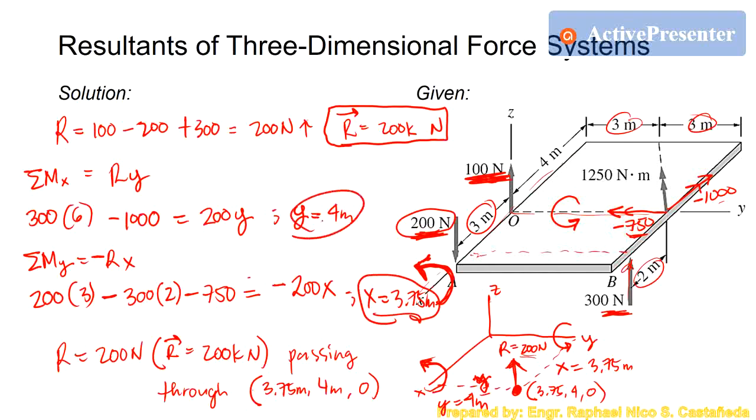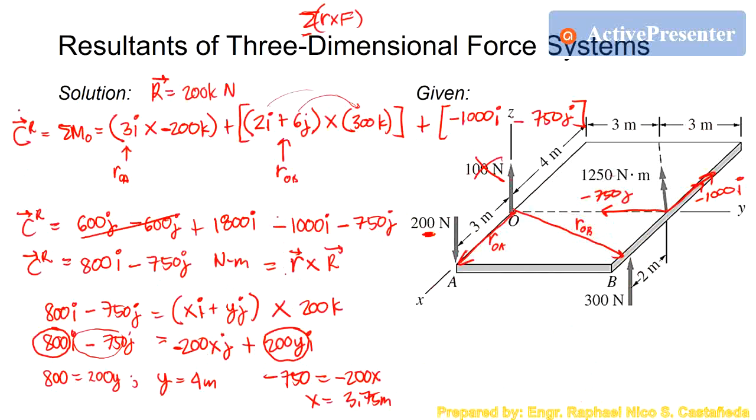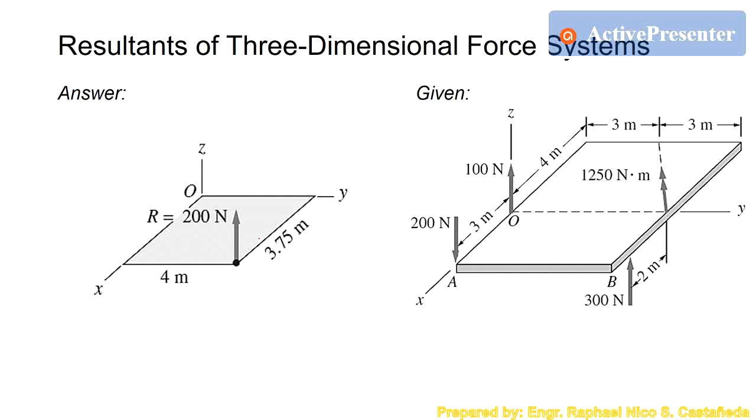So you will get the same answer, 3.75 and 4 meters. That's the difference between the scalar calculation and the vector calculation. You just need to be expert in vector multiplication. So this will be our final answer. This is the point where the coordinates are 3.75, 4, and 0.